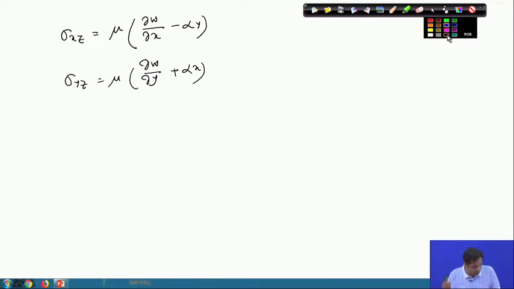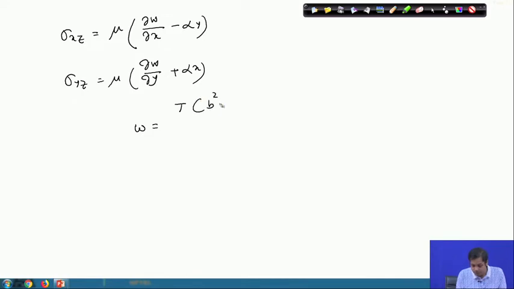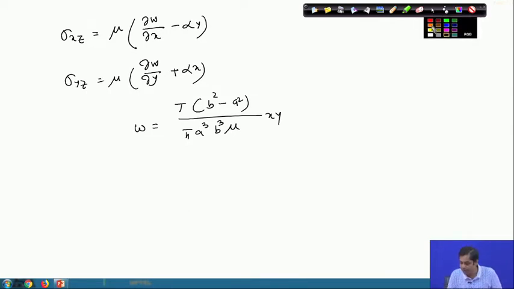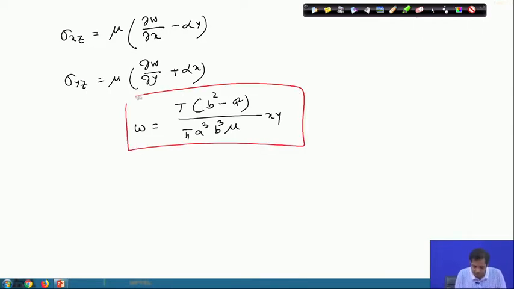If you do that exercise, the expression for w will be T into b square minus a square, divided by pi a cube b cube, times x into y. This expression is interesting. This is the expression of w. So, we already have an expression for w. Now, you could recall how to get an expression of u and v. u depends on alpha. The expression for alpha we already know, and therefore, if you recall.